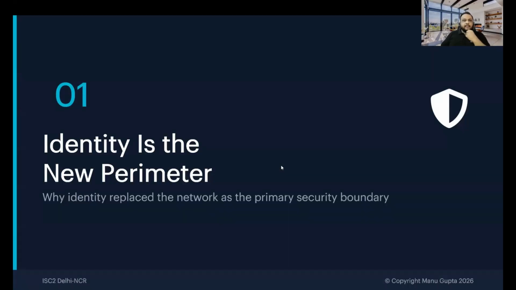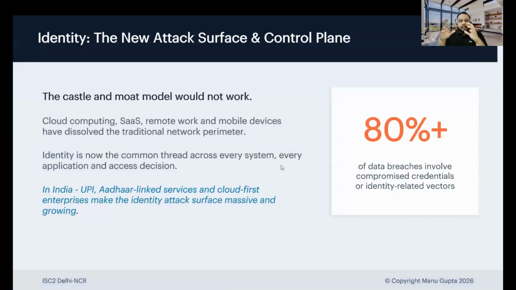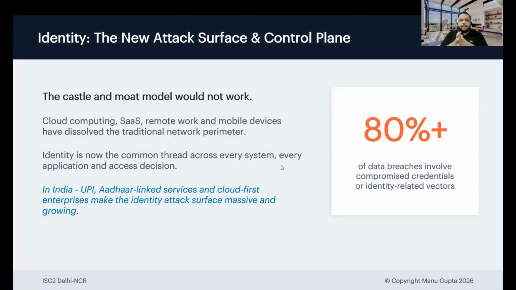So, for decades, security was built around the network, be it firewalls, demilitarized zones like we call DMZs, or VPNs. Basically, there was a castle and moat model. And the assumption was simple: everything inside that perimeter is trusted and everything outside is not. Now that model is no longer there, and it didn't go away quietly. It was dismantled gradually by cloud computing, SaaS adoption, remote work, or mobile devices.